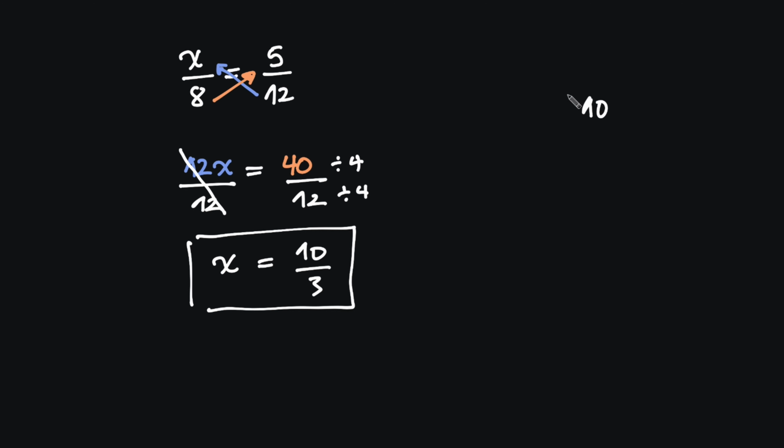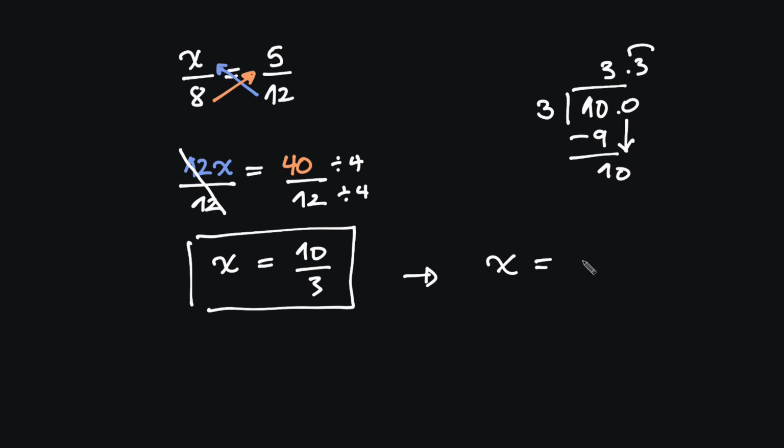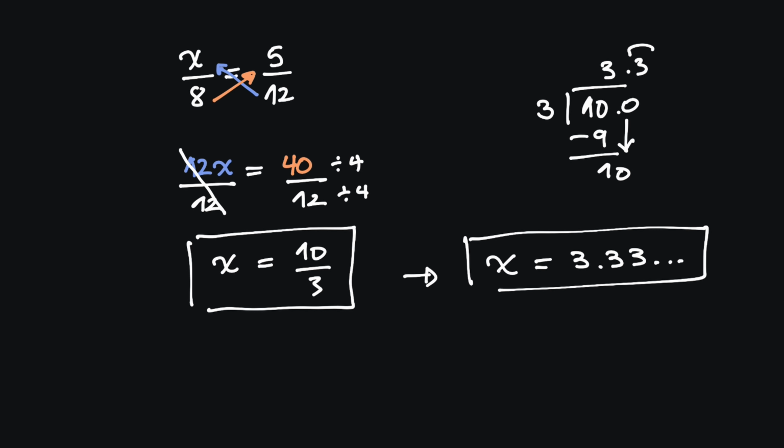You can even divide that. 10 divided by 3, it goes 3 times. This is 1. You add a 0, right? And you know that it's going to be 3, 3, 3, 3, 3. So another way of writing this is that x will be equal to 3.333 and so on. That's how you deal with the means extremes property. Let's do one more example.